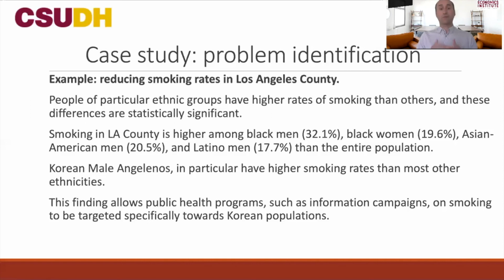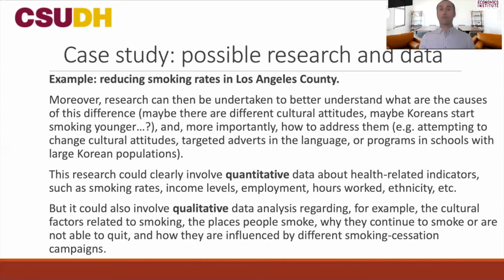These findings allow public health programs, such as information campaigns, on smoking to be targeted specifically towards particular populations, such as Korean males. Moreover, research can then be undertaken to better understand what are the causes of that difference. So maybe there's some cultural attitudes. Maybe Koreans start smoking younger. I don't know. These are just hypotheses about the causes of this particular issue. And more importantly, then, how to address them. So for example, attempting to change cultural attitudes, or maybe targeting adverts in that specific language, or maybe programs in schools in areas with larger Korean populations.